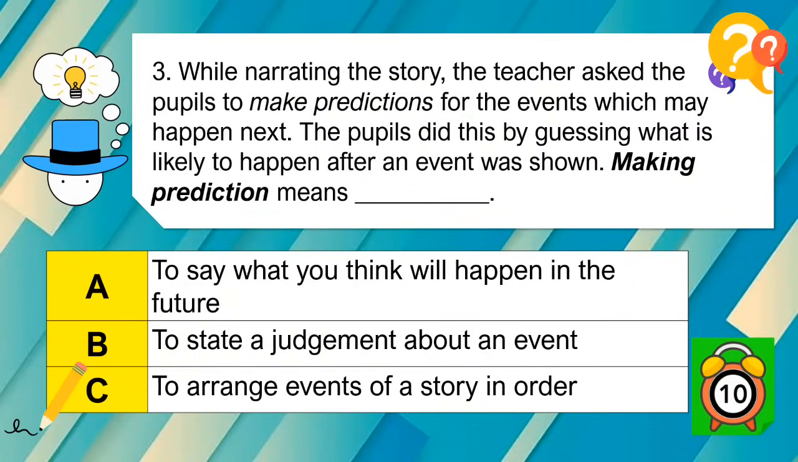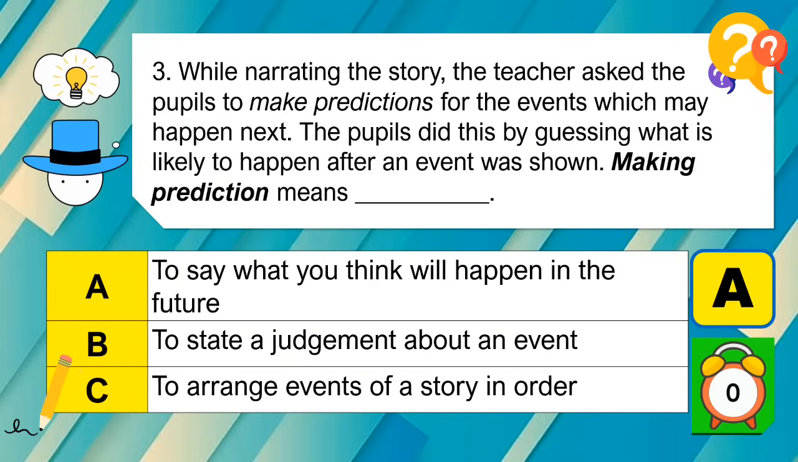Number 3. While narrating the story, the teacher asked the pupils to make predictions for the events which may happen next. The pupils did this by guessing what is likely to happen after an event was shown. Making prediction means blank. The correct answer is A. Making prediction means to say what you think will happen in the future.